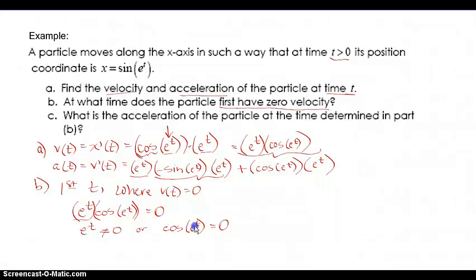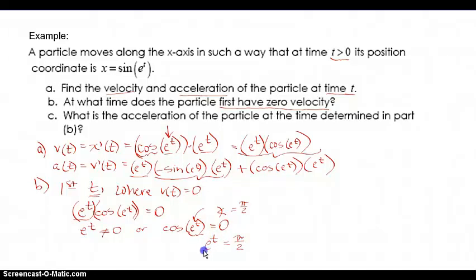Now, the cosine function will equal 0 the first time. I want the first t. When its angle measure, right here, there's the angle input, when that angle equals pi over 2, that's the first time cosine equals 0. So I'm going to take this angle measure, e to the t, and set it equal to pi over 2, and then I'm going to solve for t.